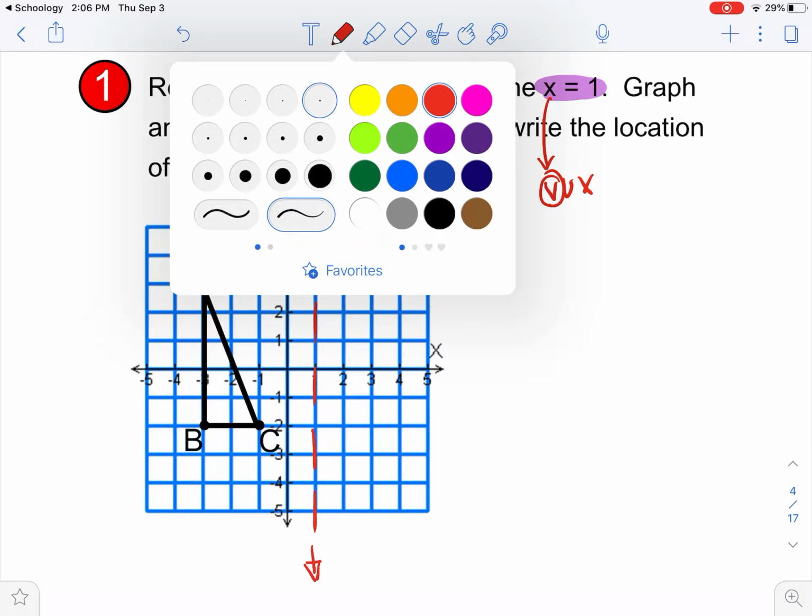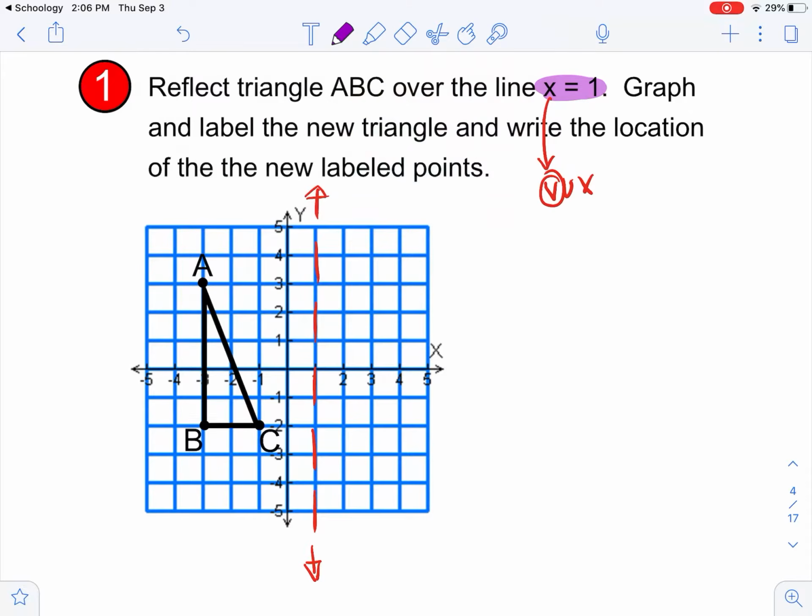Now I'm going to reflect my 3 points of my triangle over that line. So if you count how far A is away, 1, 2, 3, 4. I'm going to go 1, 2, 3, 4. And A prime is going to end up right here. Do the same thing with B, and then C. C is 2 away, so 2 away, and that's C prime. Now I can connect my 3 points to form my triangle.